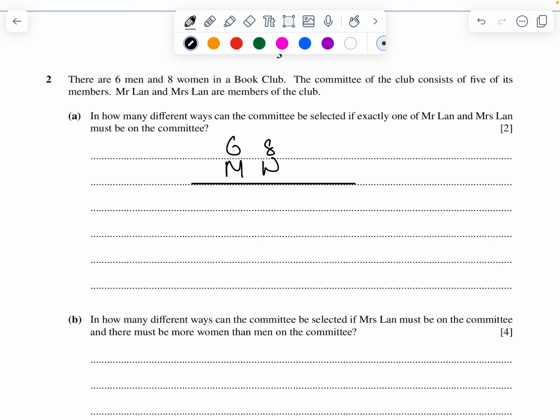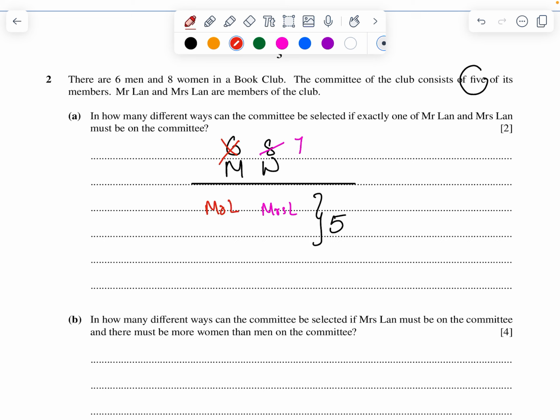A committee consists of 5 members. So totally I have to select 5. So how should I select that? One of them, Mr. Lan or Mrs. Lan, should be there. So if Mrs. Lan is already there, then the 6 men will become 7 with Mr. Lan included, and Mr. Lan should not be there, so this will become 5.